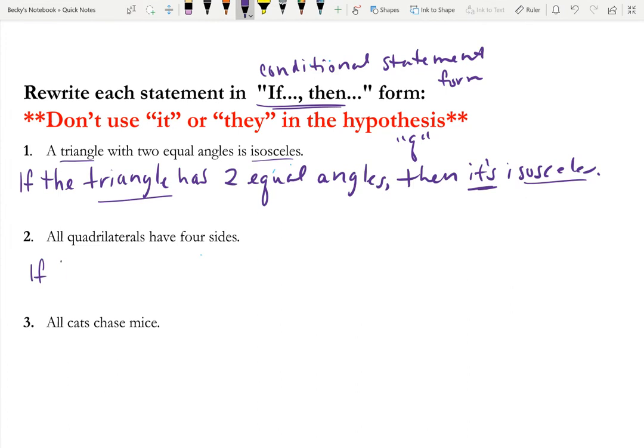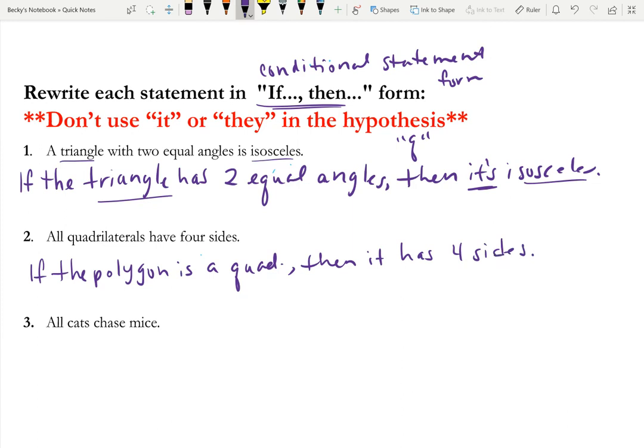So if the polygon is a quadrilateral, and I'm just going to abbreviate it for time, then I can say, because it's the conclusion, then it has four sides. And again, you can kind of change the wording around just a little, just again, if you follow the rules.